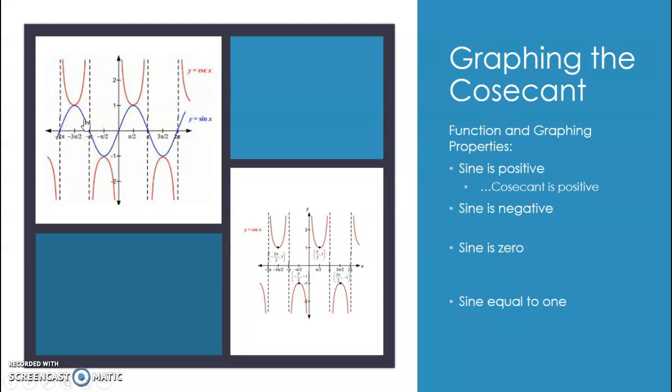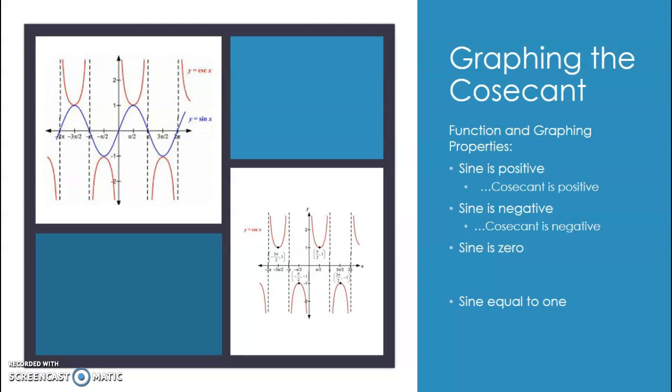Reciprocal, flip it, so that's going to be 2 over 1, which is 2, which is right up here. Notice it matches up, okay? So you're still using that reciprocal property to find the values of cosecant. So when sine is positive, cosecant is positive. Similarly, when sine is negative, cosecant is negative, because you're only doing the reciprocal. You're not doing the opposite. You're just doing the reciprocal there.